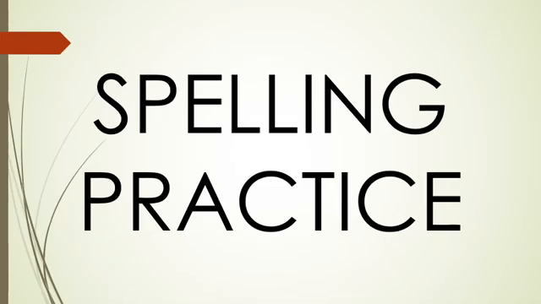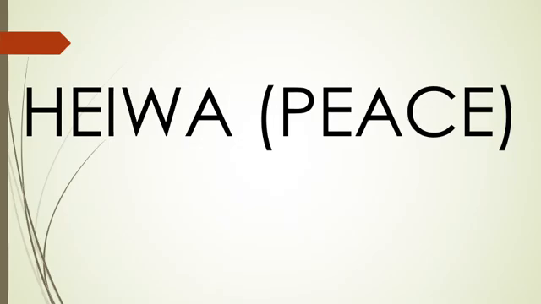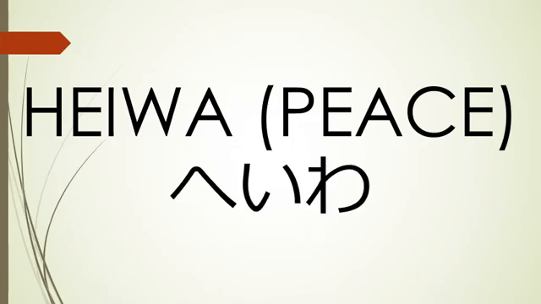And now let's practice writing some Japanese words. Our first word is HEIWA, which means peace. HEIWA. He, i, and wa. HEIWA.